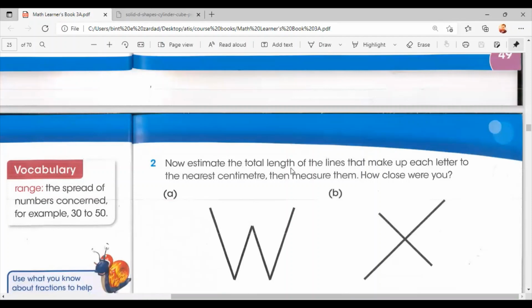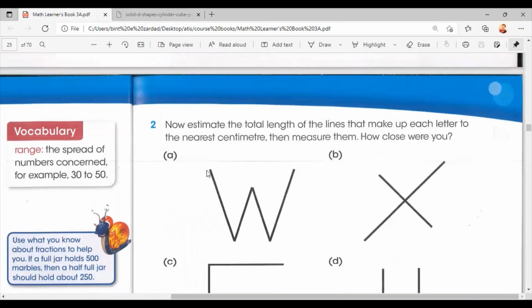Question number 2. Now estimate the total length of the lines that make up each letter to the nearest centimeter. You can use your ruler or scale on your book. But first estimate this line equal to 4, for example 4 centimeters. And if this is 4, this is 3, and this also 3, and this one 4, because this line and this line are equal. So 4 plus 4, 8. 8 plus 6, 14. So in total, this is 14 centimeters.